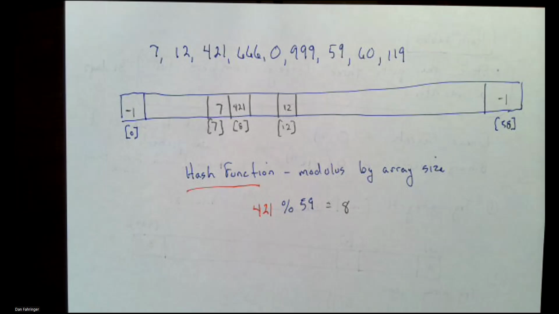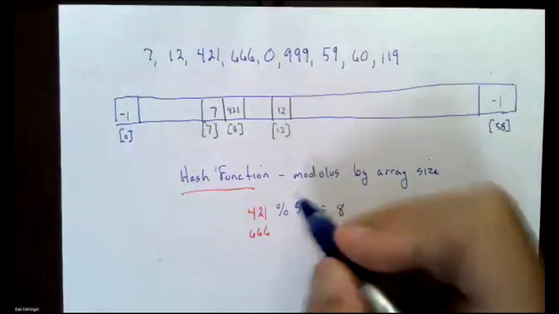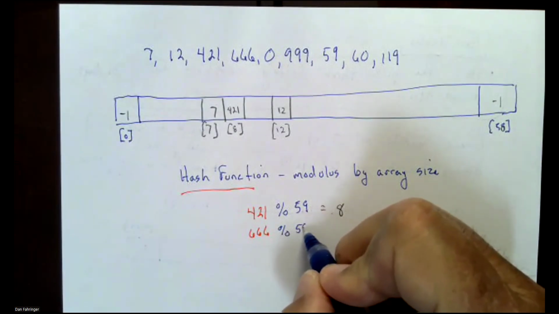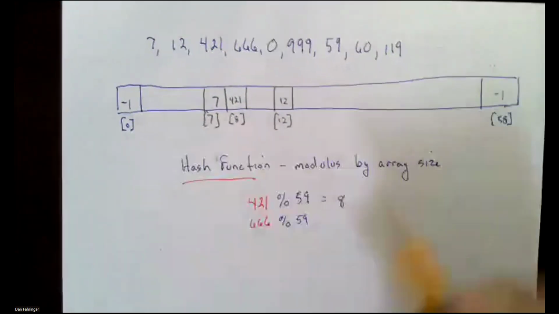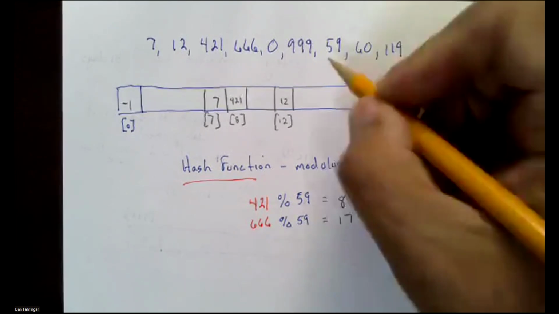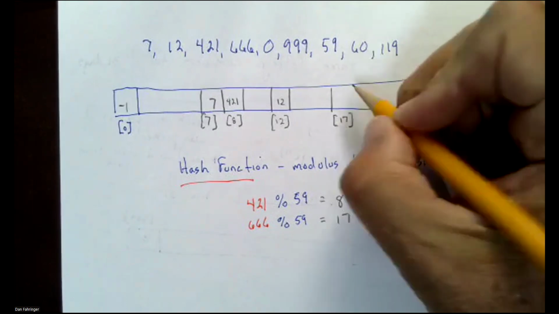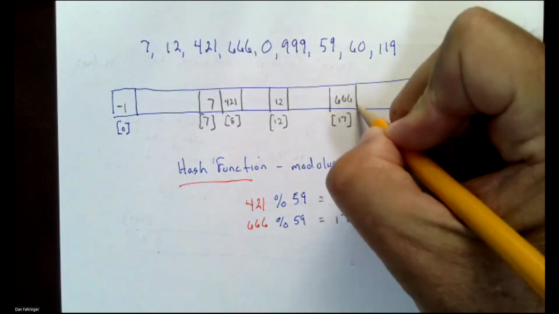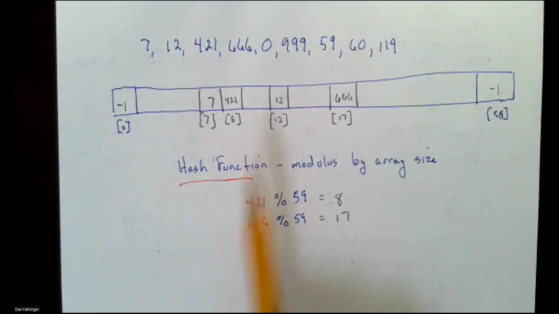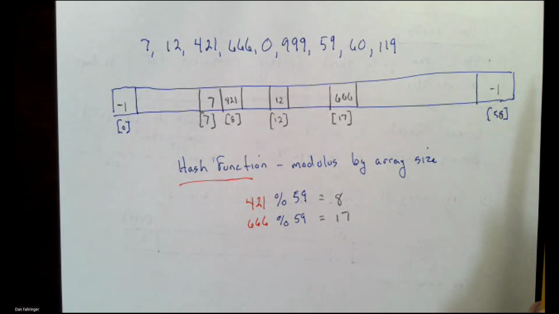Nice. My next number was 666. Apply my hash function. What do you get? Where would we like to stick that? 17. Awesome. That's going to put me out here at location 17. And I'm starting to say, I kind of like what's going on here. Quick storage, quick retrieval, not going to waste a lot of memory.